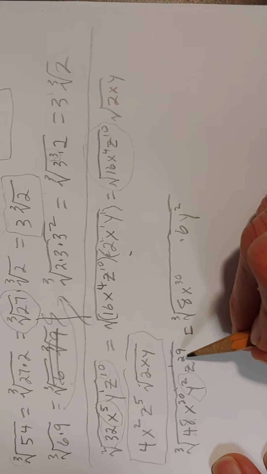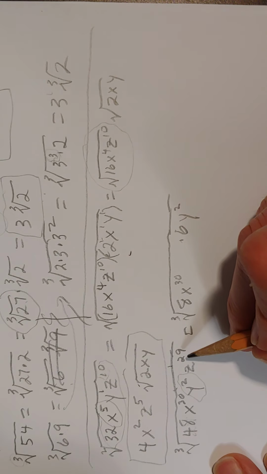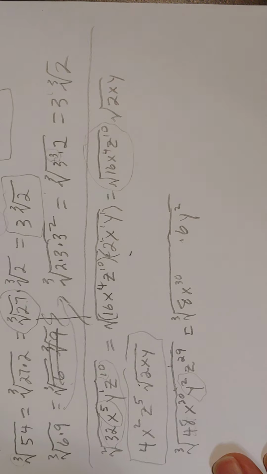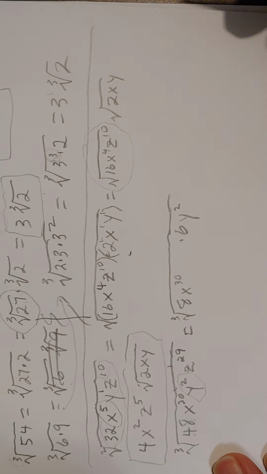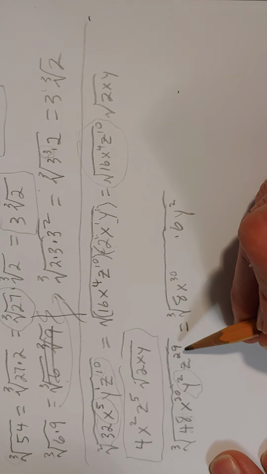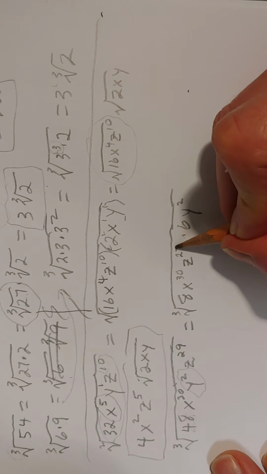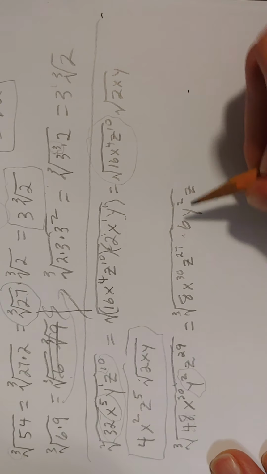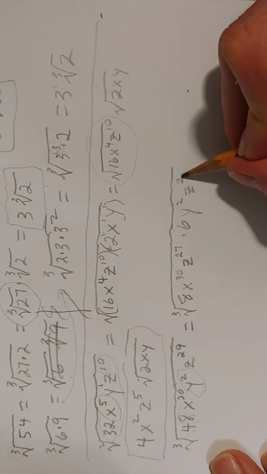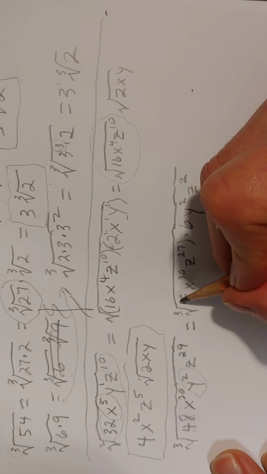Z to the 29th. The exponent is 3 or bigger. There's a perfect cube in there. Perfect cubes have exponents that are divisible by 3 or multiples of 3. So I'm going to find the largest number that's less than or equal to 29 that is divisible by 3. That's 27. So I'm going to write the z to the 29th as z to the 27th times, it still has to be equal to z to the 29th, so I need a z squared over here. Since z to the 27th times z squared is z to the 29th, you add the exponents. Now I've written it as a product.